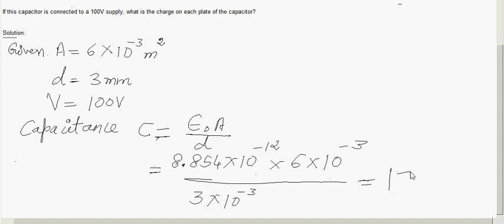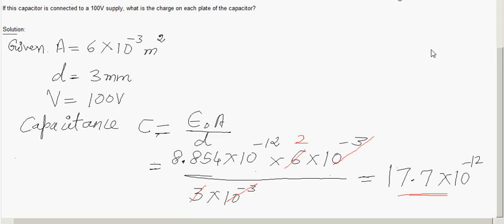So it comes around 17.7 into 10 to the power minus 12. Because 10 to the power minus 3 will get cancelled, and 3 2s are 6. So 8.854 into 2, 2 8s are 16, so 1 carry over, so you'll get 17.7. So C is 17.7 picofarad.